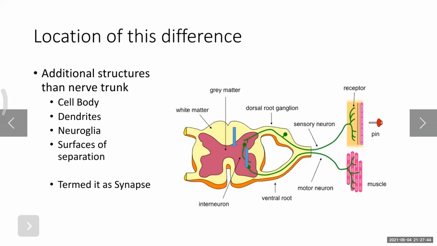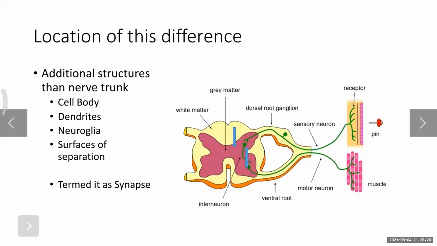So he said that within the nervous system, when he had analyzed the anatomical structure, he found that there were predominantly four common things. One is the cell body. Second was its projections, which are the dendrites. Then the third one he found was a unique type of cells which were not participating when we are giving a stimulus. It's called neuroglia. And he also found that between one nerve and the other nerve, it was not continuous, but there was a surface of separation. Okay, right? So he was not sure which of these is the reason for the differences in the functioning.